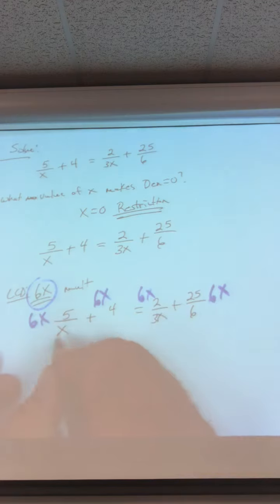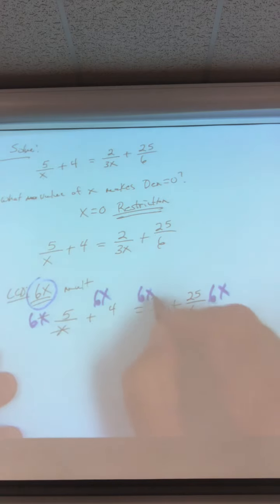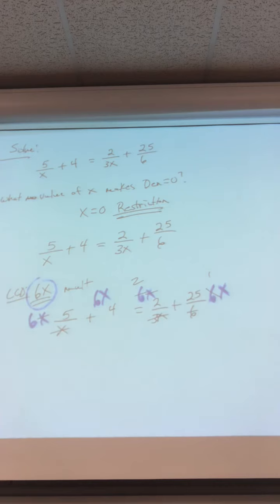Okay? So this x cancels with that x. There's no canceling here. This x cancels with that x. That 3 cancels with that 6 and leaves 2. And then this 6 cancels with that 6 and leaves 1. All of the fractions are gone.